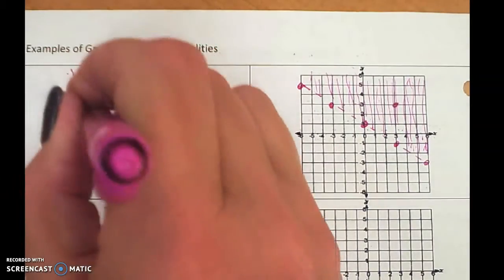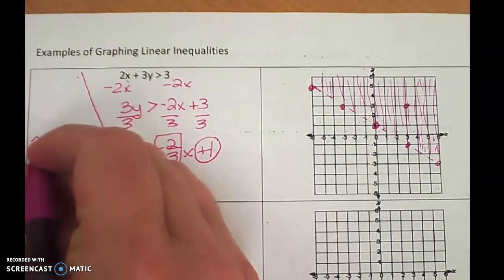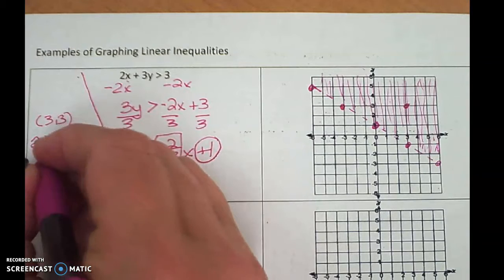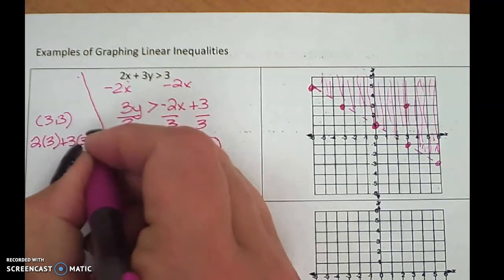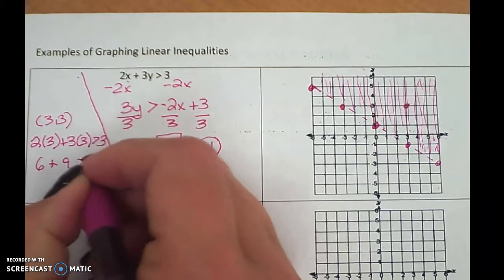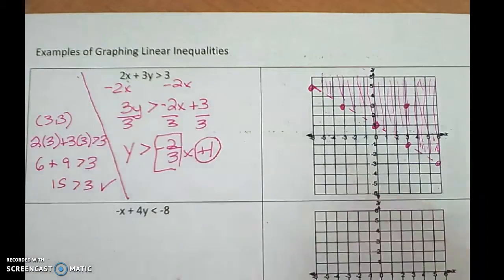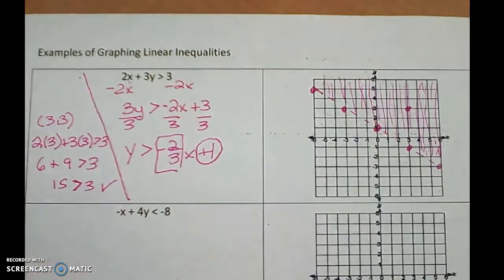And I'm going to put it right here to check it. If x is 3 and y is 3, I'm checking this point in the shaded area. So 2 times 3 plus 3 times 3 is going to be greater than 3. So 6 plus 9 is greater than 3. 15 is greater than 3. It checks. That's the check part. Okay? That is the check part.